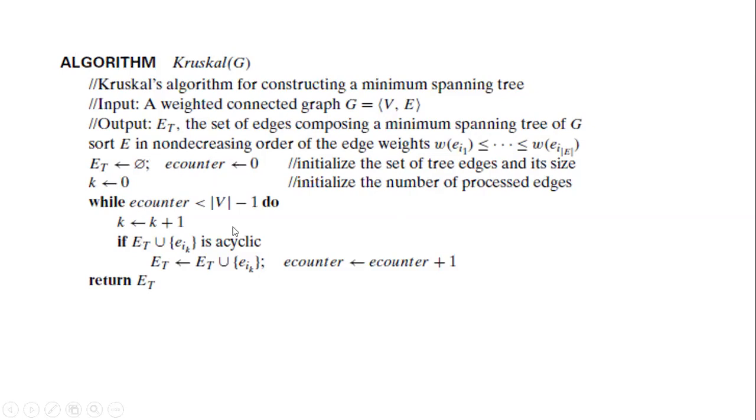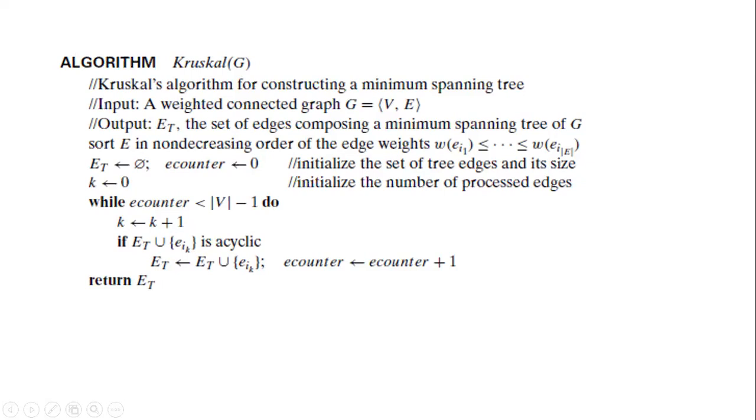If ecounter is less than V minus 1, that is, except the source node, it is including all the other vertices. What I have to do is increment the value of k, that is the number of edges that I am going to visit. If I take this new edge and add it to the list of edges, and if it is acyclic, then include it and increment the value of ecounter, then return the edges that I have included. This is what the algorithm is doing.